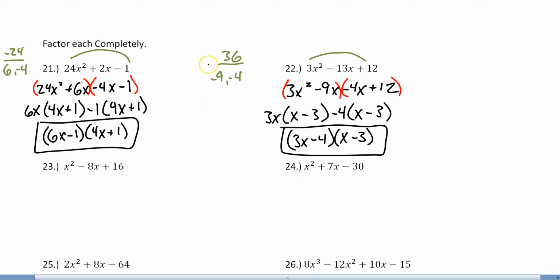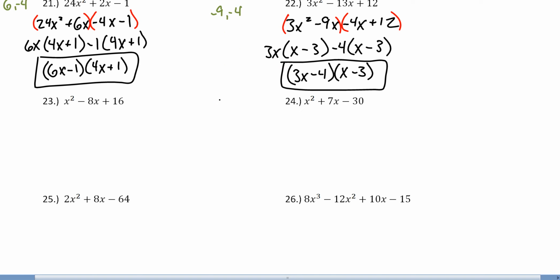Next one, again, I look for greatest common factor. There is none, but there's three terms, so I go right to building a bridge. Two numbers that multiply to a positive 16 but add to a -8 are a -4 and a -4. This time I have a 1 out front, so I get to use my shortcut, which means I can go right to the two factors using the two numbers I just came up with.